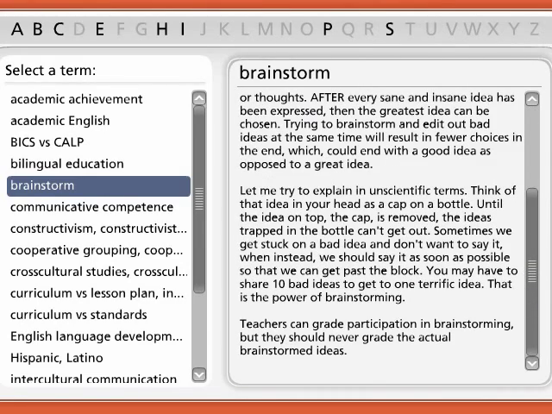After every sane and insane idea has been expressed, then the greatest idea can be chosen. Trying to brainstorm and edit out bad ideas at the same time will result in fewer choices in the end, which could end with a good idea as opposed to a great idea. Let me try to explain in unscientific terms. Think of that idea in your head as a cap on a bottle. Until the idea on top, the cap, is removed, all those ideas trapped in the bottle can't get out. Sometimes we get stuck on a bad idea and don't want to say it, when instead we should say it as soon as possible so that we can get past that block.